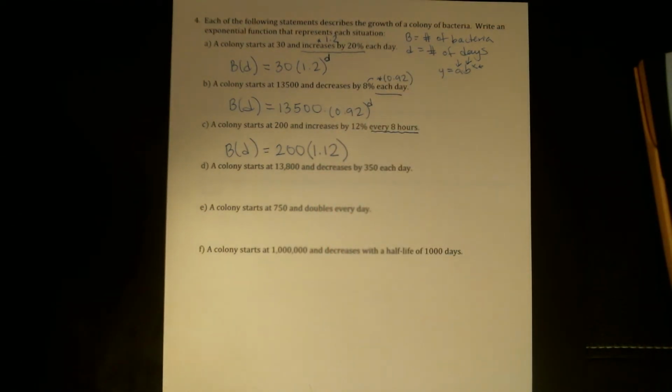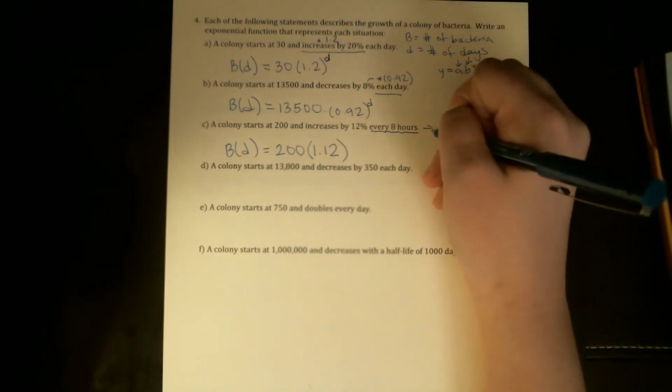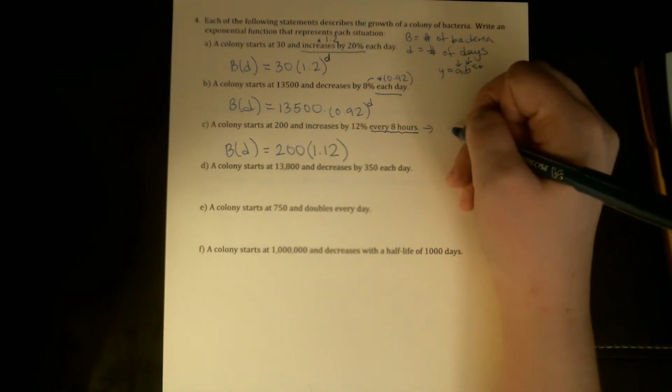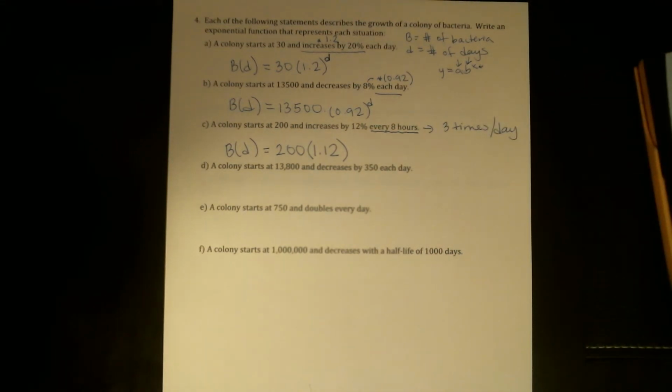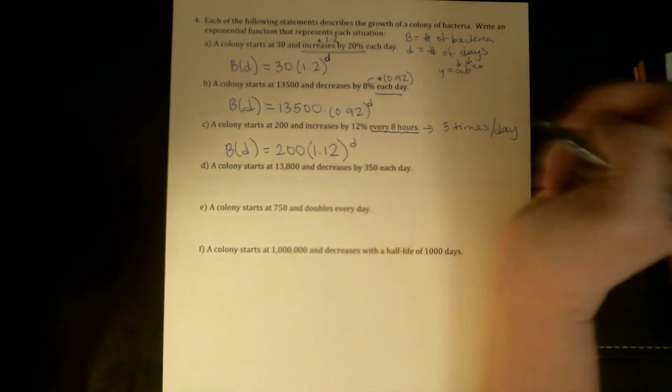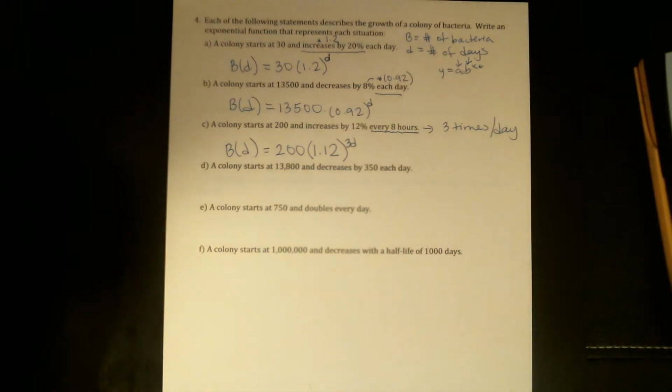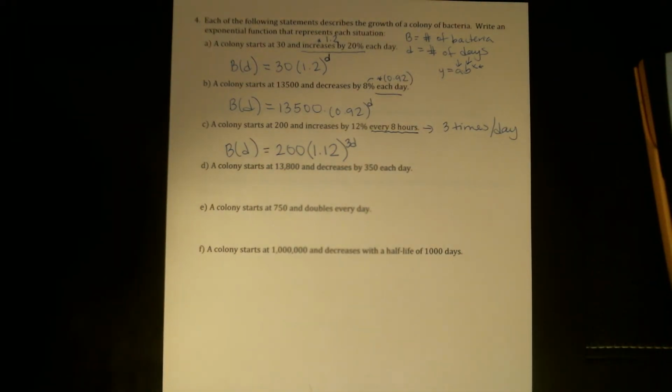And here's the tricky part. I don't want it to happen once per day. I want it to happen every 8 hours. And since we're working with days as our units, I would say 3 times per day, or every third of a day. Either way you want to say that one. If I want something to happen 3 times per day instead of once per day, I need to take my D and I need to multiply it by 3. It's going to speed it up. So when D equals 1, I'll have 1.12 to the third, which means it's already, after 1 day, increased by 12% 3 times.